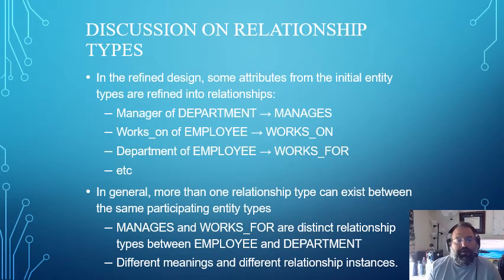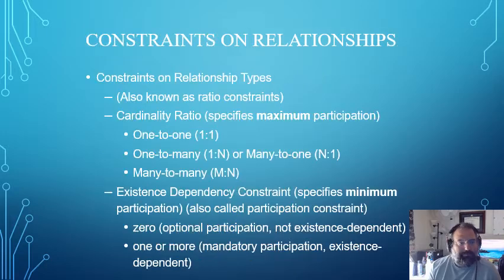In the refined design, some attributes from the initial entity types are refined into relationships, such as manager of department, manages and works on, employee works for, and department employees, etc. In general, more than one relationship can exist between the same participating entity types. Manages and works for are distinct relationship types between employee and department, with different meanings and different relationship instances.